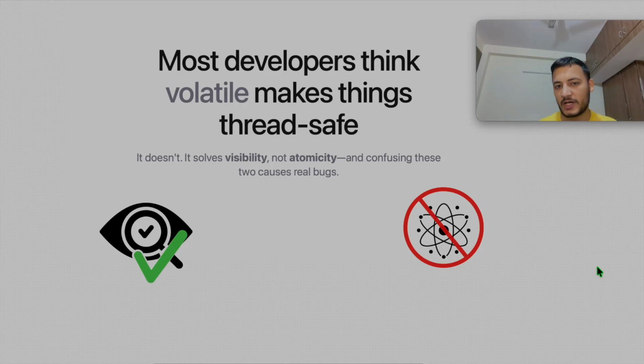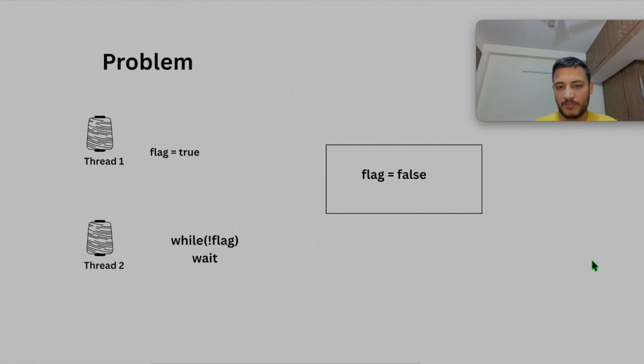Most developers think volatile makes things thread safe. It doesn't. It solves the problem of visibility, not atomicity. And confusing these two can cause real bugs. Let's look at a problem.